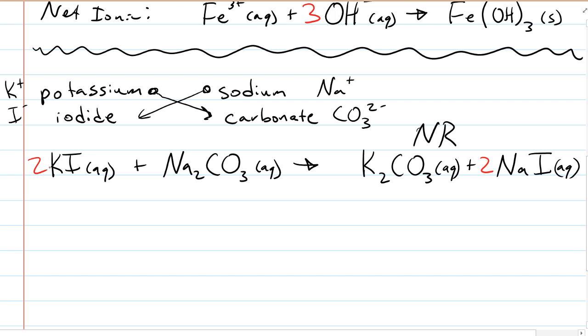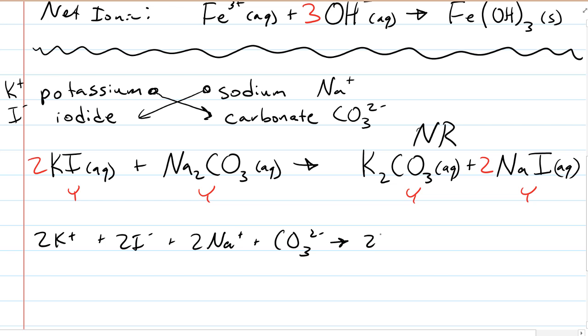And so now I would have gone through, I would have identified this is a strong electrolyte, strong electrolyte, strong electrolyte, strong electrolyte. Maybe you see where this is going. If I write the ionic equation, which ones do I separate? All of them. So I have 2 potassiums, 2 iodide ions. I have 2 sodium ions. I've got carbonate ions. Yielding 2 potassium ions. I have carbonate ions. I have 2 sodium ions, and I have 2 iodide ions.